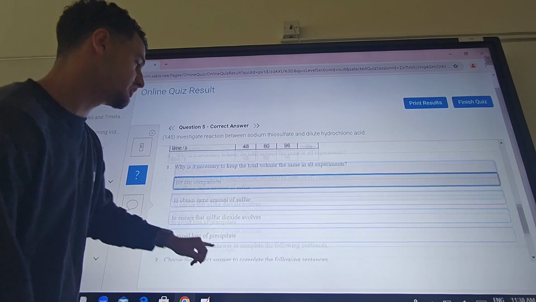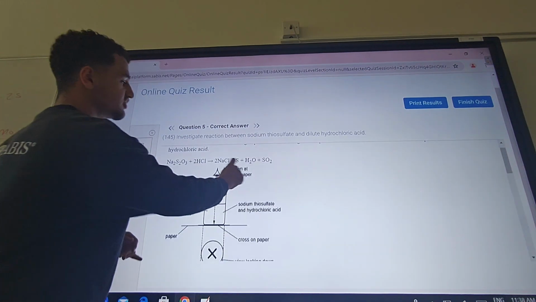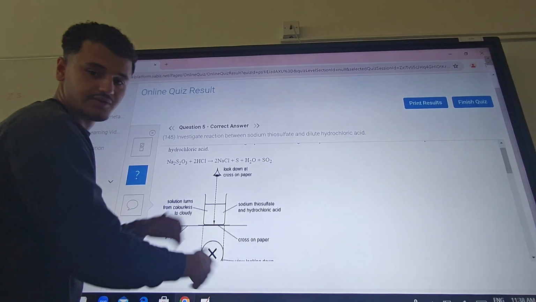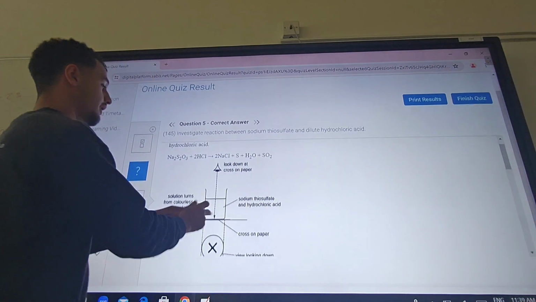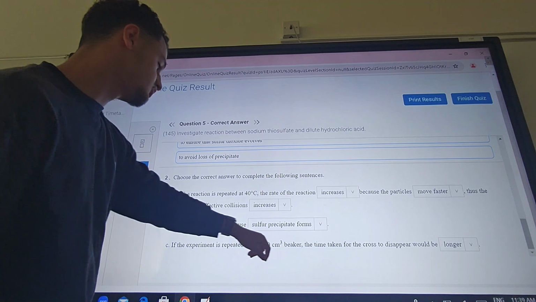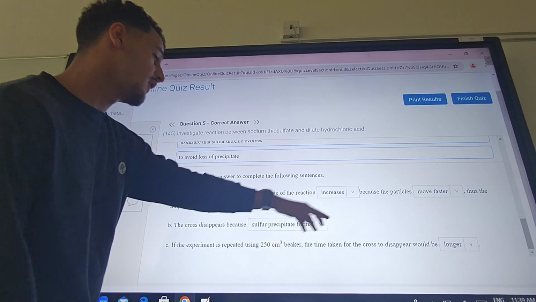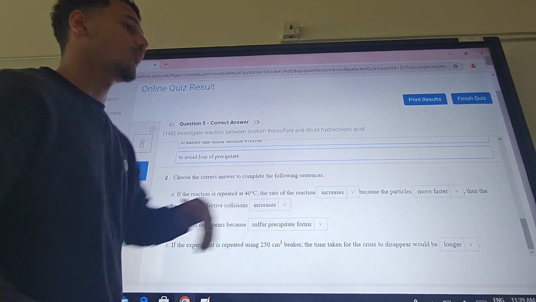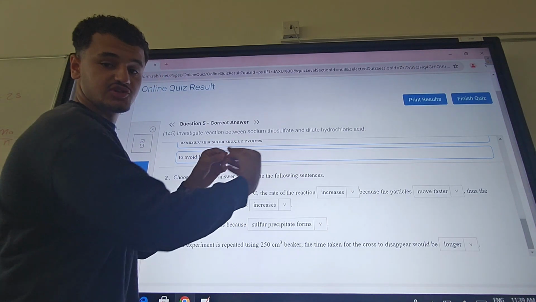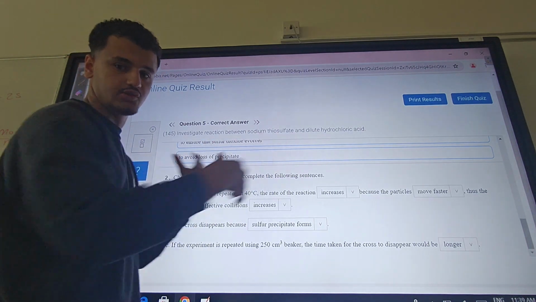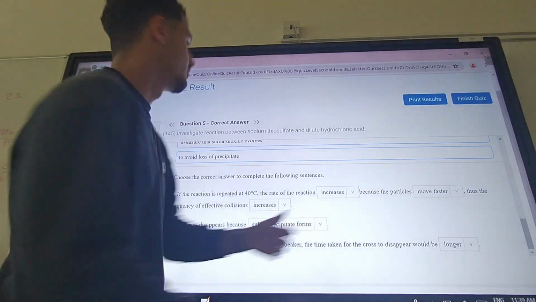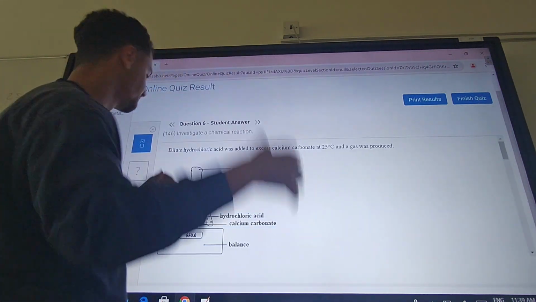Why would the cross disappear? Over here we have the sulfur precipitate forming. So this sulfur is going to block the cross, so you won't be able to see it anymore. If the experiment is repeated using a bigger beaker, 250 centimeter cube, the time would be longer. Why? Because it's a bigger beaker, thus the time for the precipitate to spread out would be longer. There's a larger volume for it to occupy, so that means the time will be longer. It's going to take longer to spread.